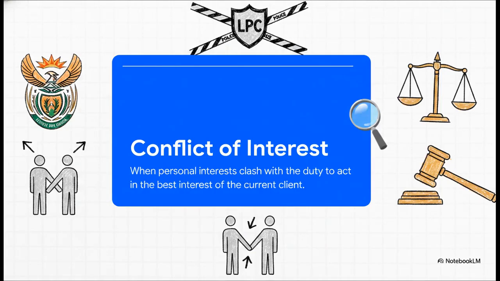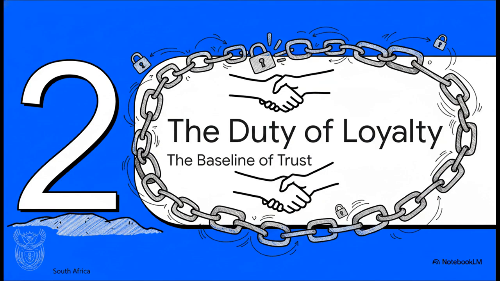So, bringing this exact idea into the courtroom, a conflict of interest happens when an attorney's personal interests, or their duties to another client, directly clash with their duty to act in your best interest. In South Africa, the Legal Practice Council, or the LPC, doesn't mess around with this. They have a code of conduct that strictly regulates these clashes. They don't just suggest you avoid them, they actively police them to protect the public and ensure the absolute integrity of the system.